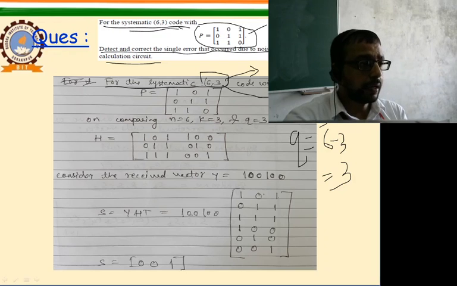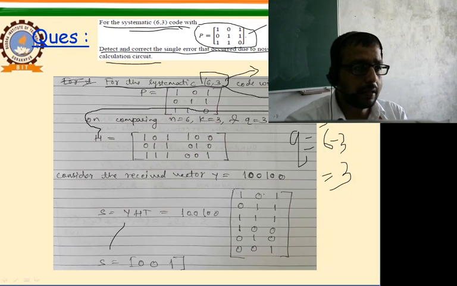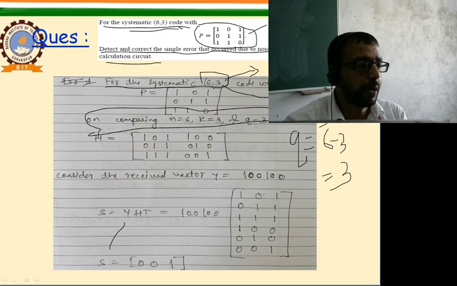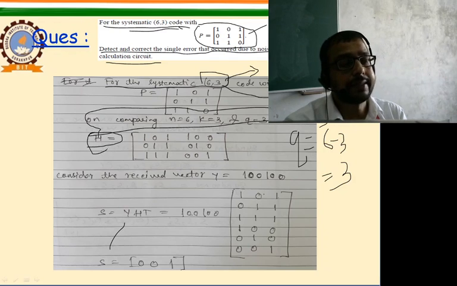On comparing, I have already discussed this. Here we get these values: n is equal to 6, k is equal to 3, and q is equal to 3. And what will be the parity matrix, that is the H? That's the parity check matrix.